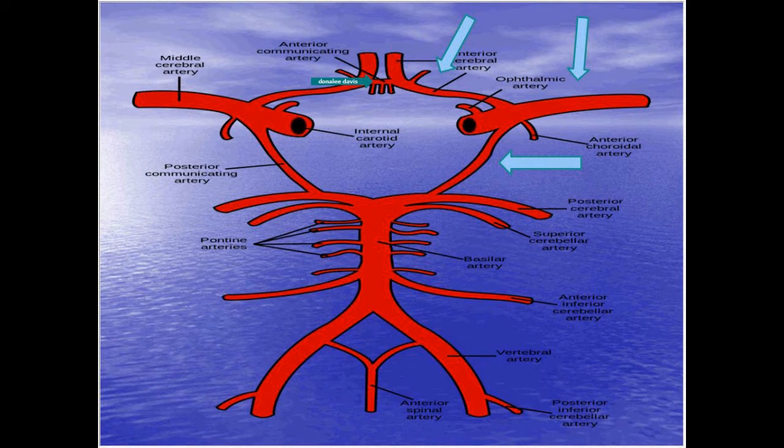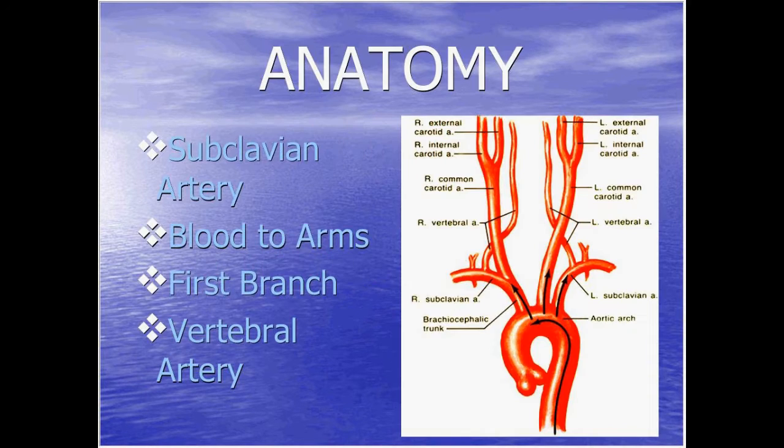Now let's go to the posterior circulation real quick. So remember, the subclavian comes right off the arch on the left side of the body. On the right side of the body, it comes off of the innominate or brachiocephalic. The very first branch of the subclavian is the vertebral artery here and the vertebral artery here.